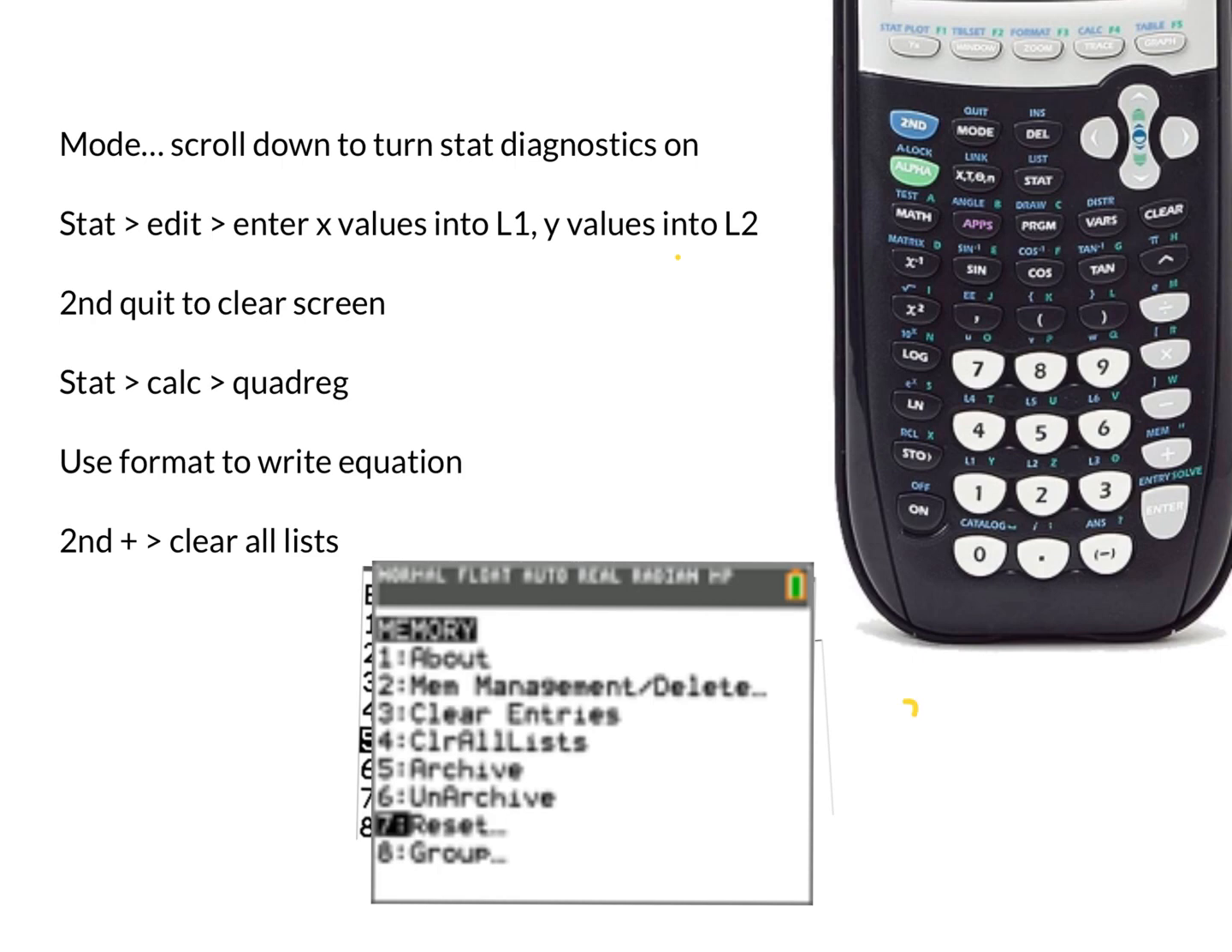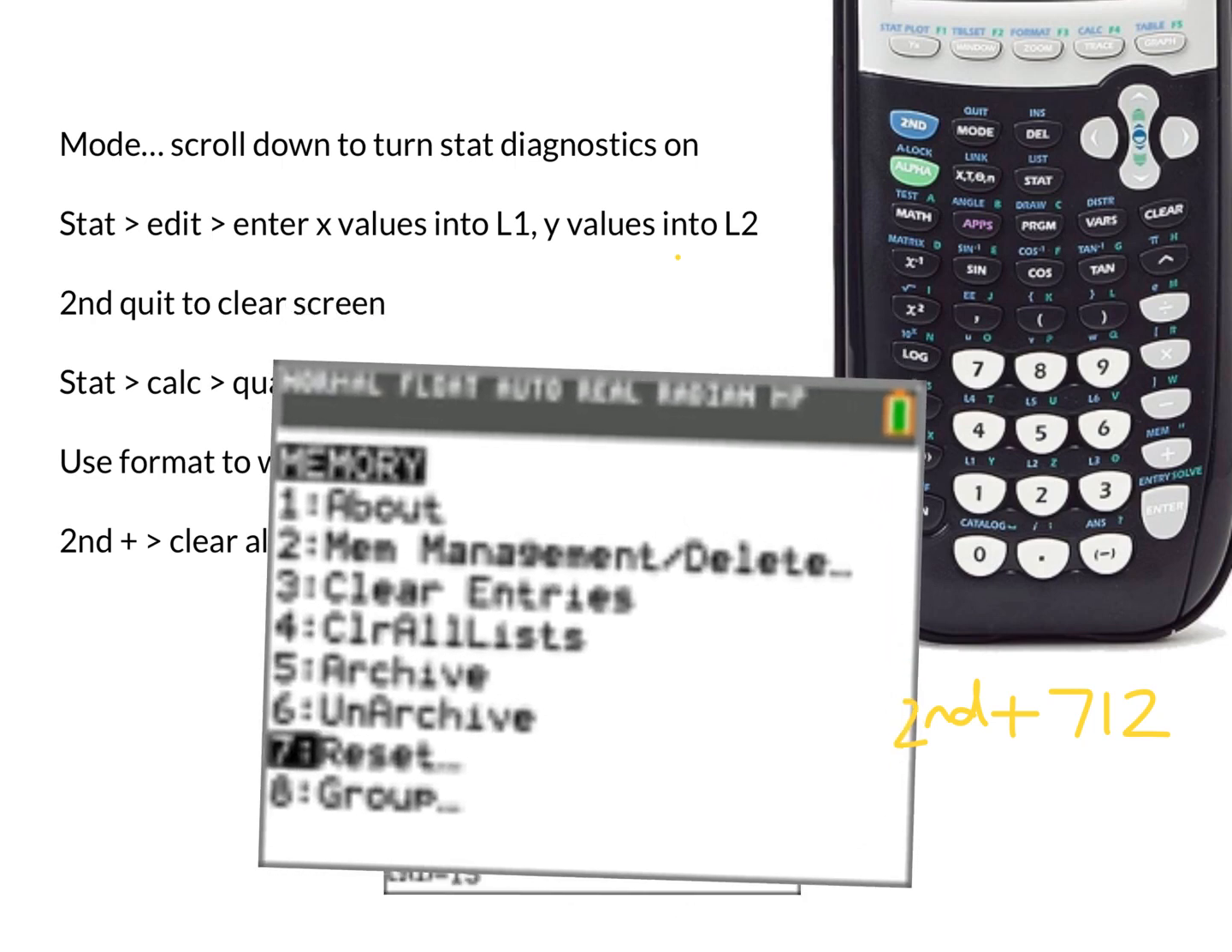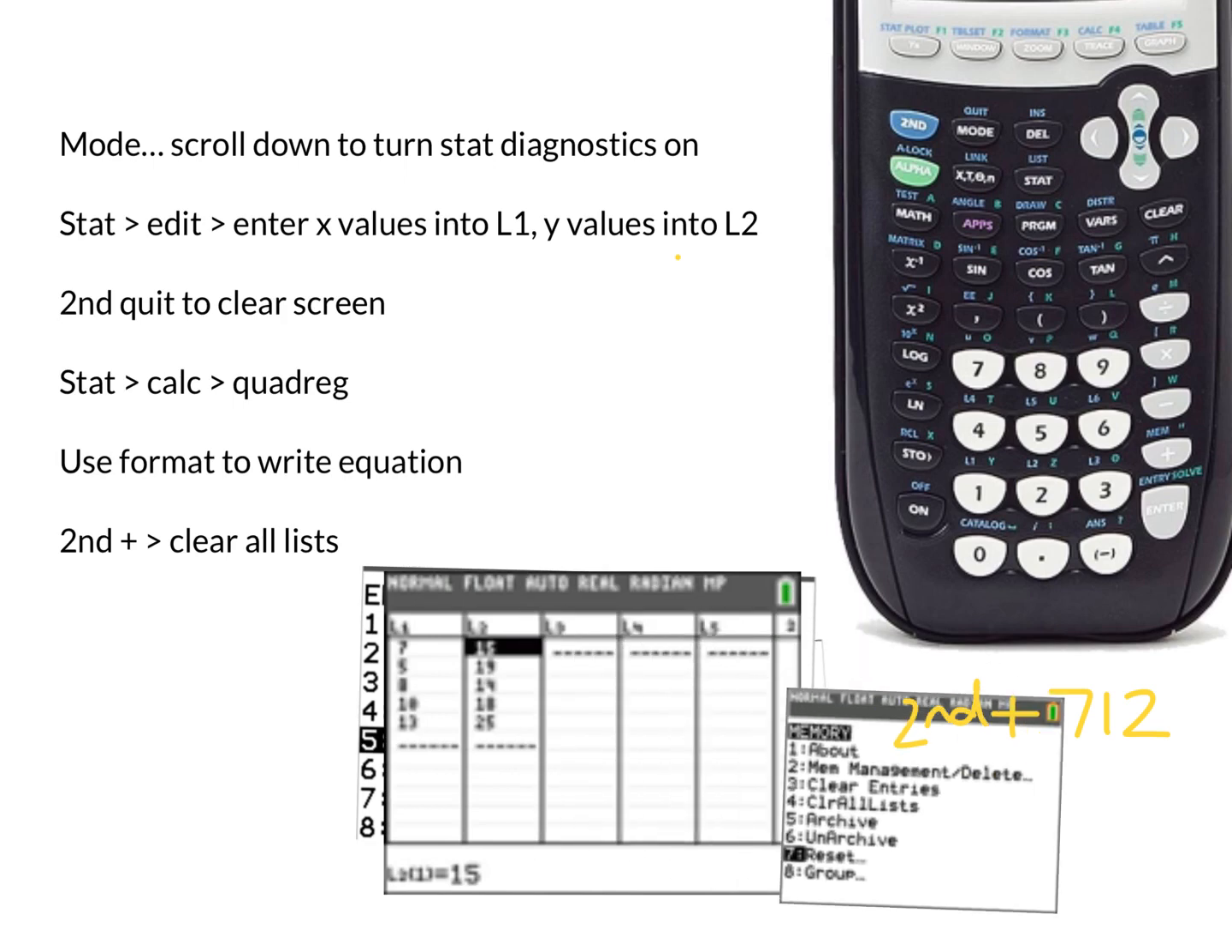You're going to hit second, plus sign, 7, 1, 2. And if you read what that says, it's just going to clear all the RAM on your calculator, which will basically reset all your settings. Okay, the screen that you should be seeing when you go to do that looks something like this. So option 7 says to reset. And we'll come back to this screen here in a minute.